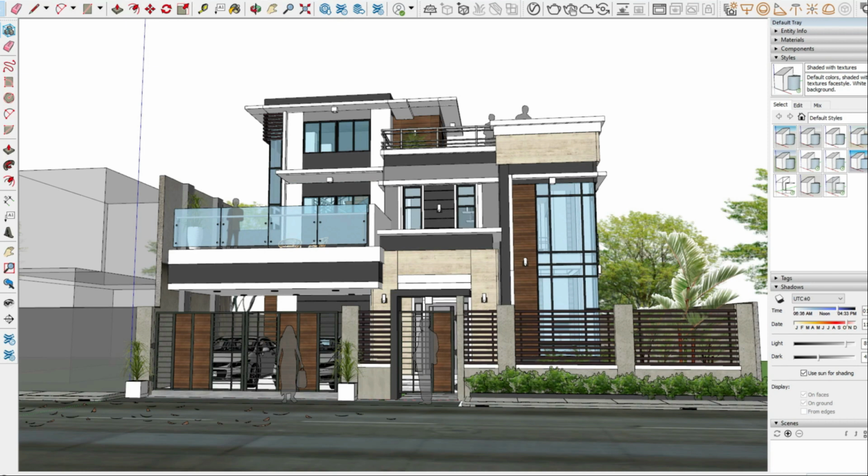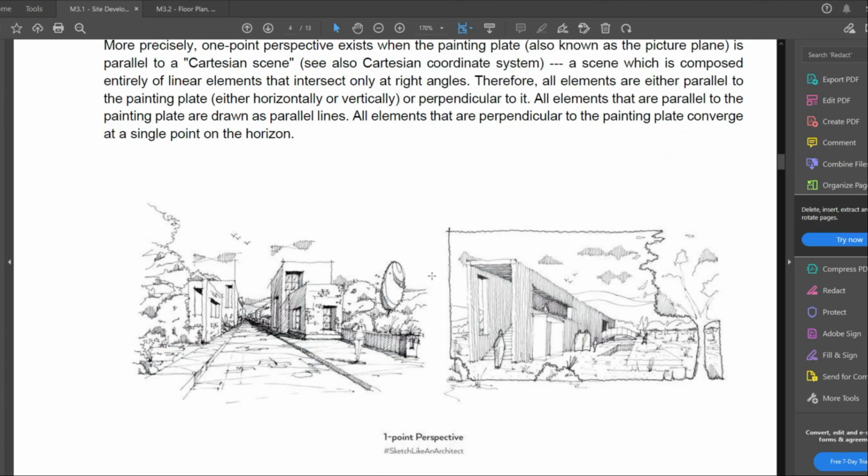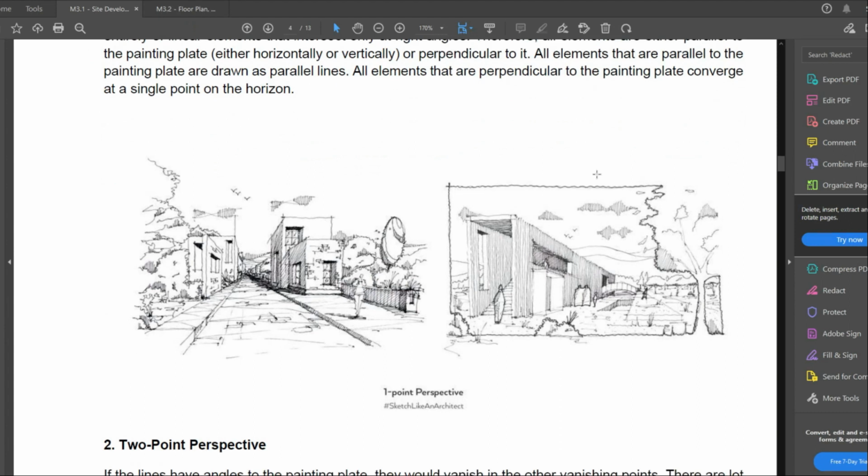And then may ara kita nga 1-point perspective. So if the viewpoint is pointing directly into a linear object, like a building or a road, one would use one vanishing point. And that is the principal focus. So all lines perpendicular to that painting plane would vanish at the vanishing point. So una siya ang 1-point perspective. Pareho sang ginpakita kagina nga isa lang siya ka point. So these are the examples of 1-point perspective.